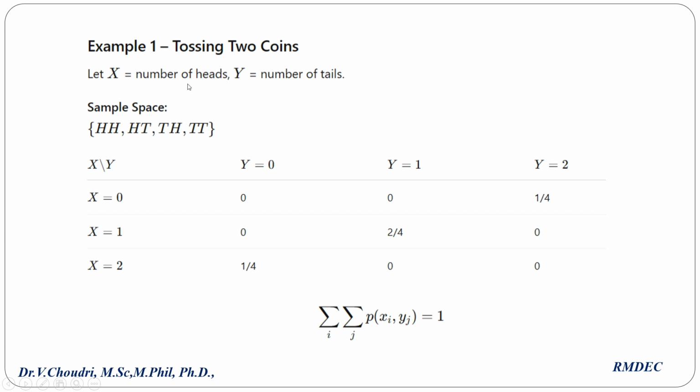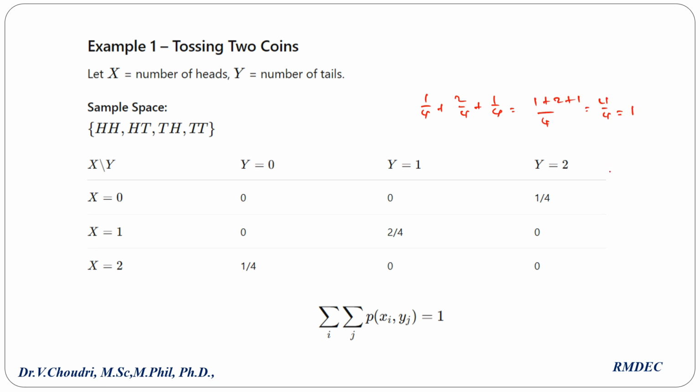Let x equal the number of heads, y equal the number of tails. So what are the possible values? Two heads, two tails, and one head, one tail. Except for these three elements, other elements are 0. That is not possible. See the total probability: 1/4, 2/4, 1/4. LCM is 4. Numerator 1 plus 2 plus 1 equals 4, so 4/4 equals 1.